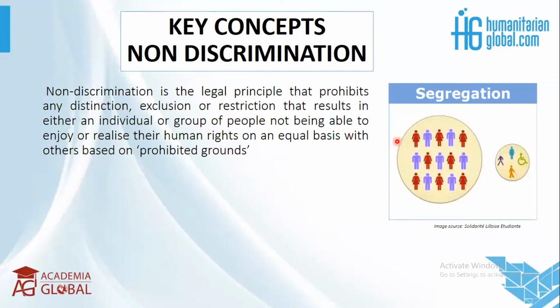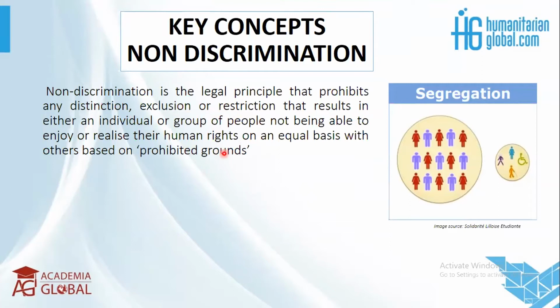Let's look at the third concept. The third concept is about non-discrimination. You remember when we did the introduction, we talked about the basic human right to access to safe water, sanitation, and hygiene. It should not be discriminatory, so it has to be accessible to all. The concept of non-discrimination is a legal principle that prohibits any distinction, exclusion, or restriction that results in either individuals or groups of people not being able to enjoy or realize their human rights on an equal basis.